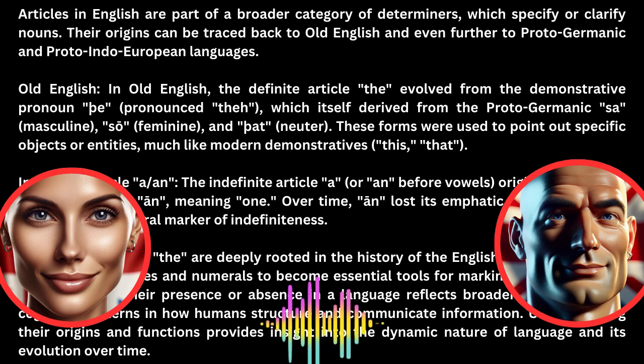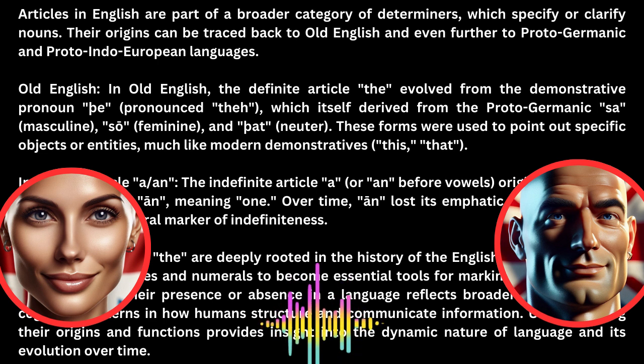Oh, absolutely. And this is where it gets really interesting. A actually comes from the Old English word for one, which was an. Wait, one. That's unexpected. How did a word for a specific number become this general article that we use all the time? That's the beauty of language evolution. Over time, an gradually lost its strong numerical meaning. It became less about referring to a single thing and more about indicating any member of a category. So a huge shift in meaning from specific to general.